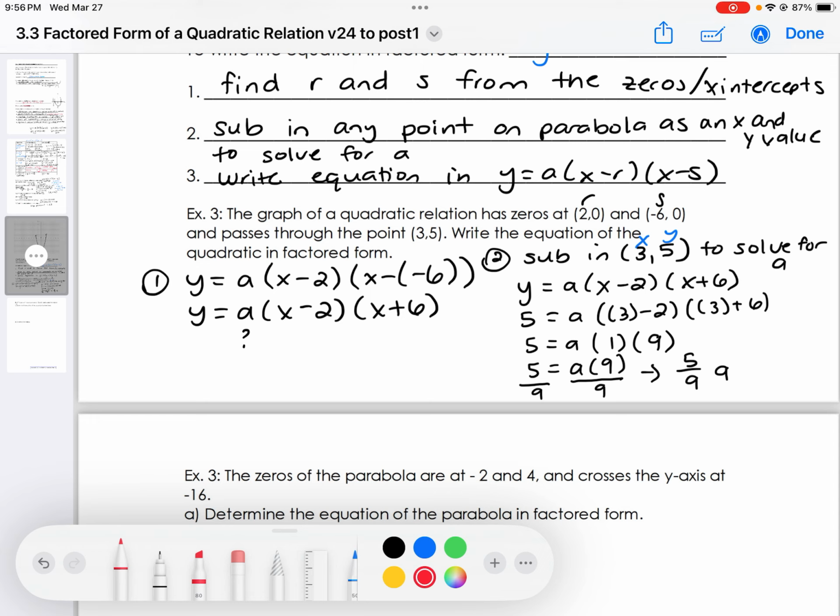So step number 3, y equals, A value is 5 over 9. The R value is +2. And the S value is -6. So that becomes +6. And we have written the equation for the parabola. Okay?